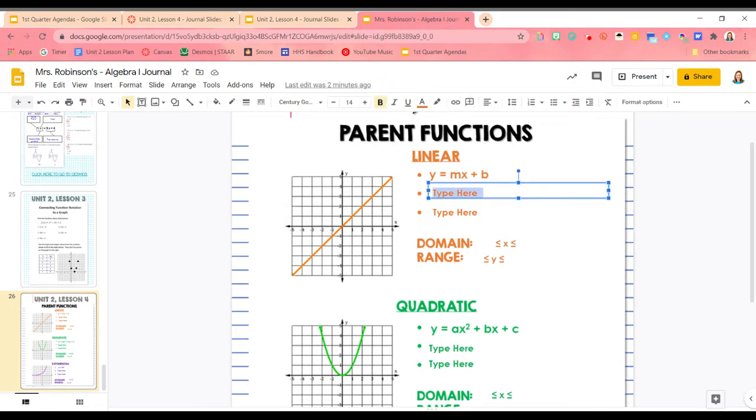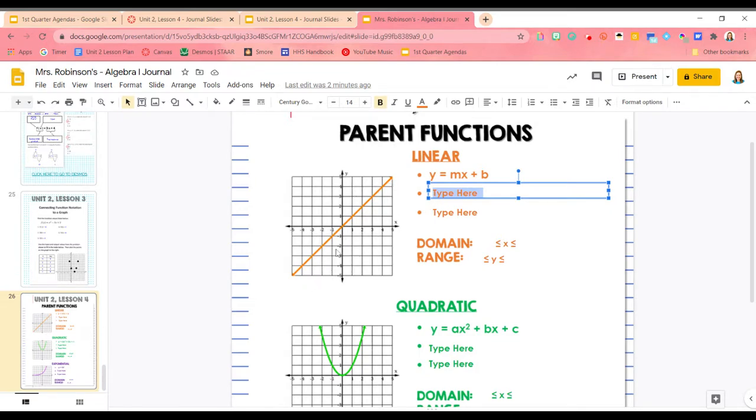So for lines, we're going to type here where it says type here. Something to remember about linear parent functions is I've given you the equation right here. This is the most common equation we're going to use, y equals mx plus b. There are other forms, and we will talk about them, but that's one of the forms. Remember, m is the slope and b is your y-intercept, and when we change the slope and the y-intercept, that's what changes this function. But it starts off looking like this.